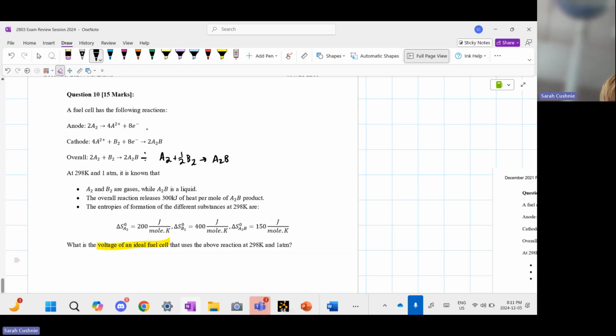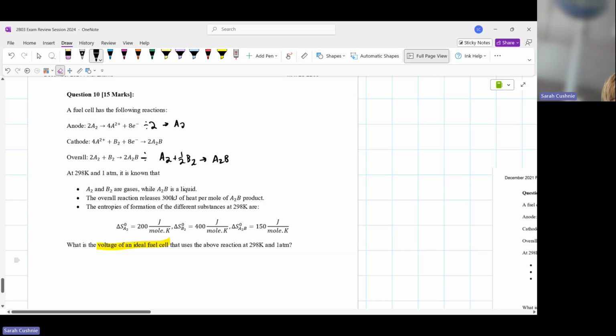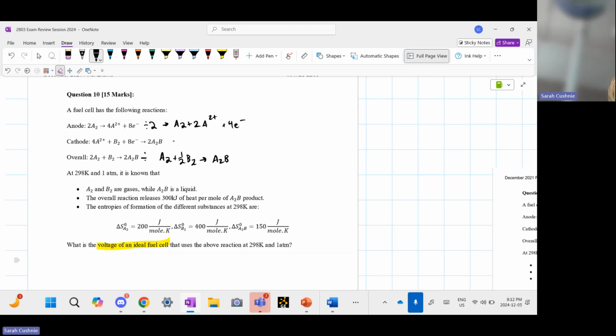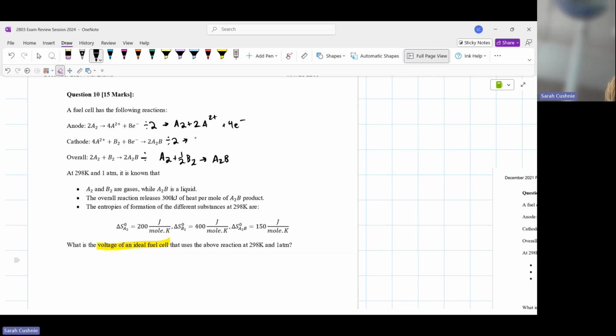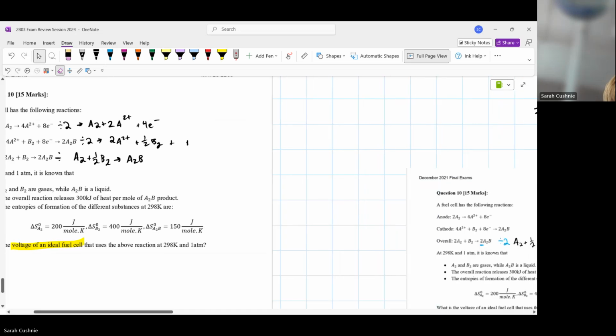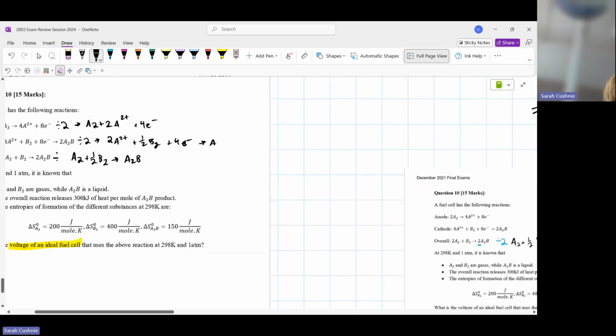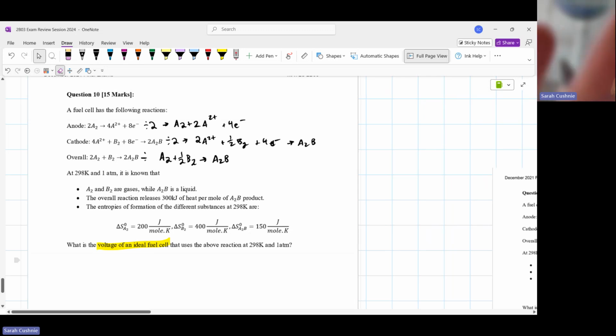I'm going to divide these also by 2. So that's going to give A2 plus 1/2 B2 plus 4 electrons gives us A2B. And again, I'm doing this because we're making 1 mole of product, and the question is telling us per mole of A2B product. So I'm just lining it up with that. And when I do this, what I can see is that we're transferring 4 electrons in this equation. So therefore, our variable Z is going to be equal to 4.